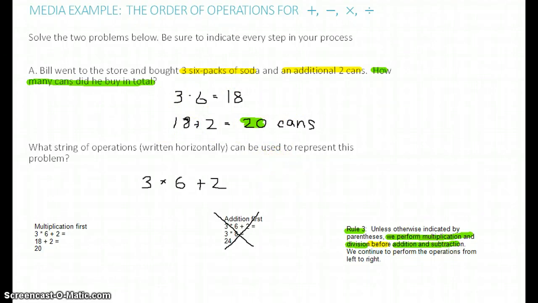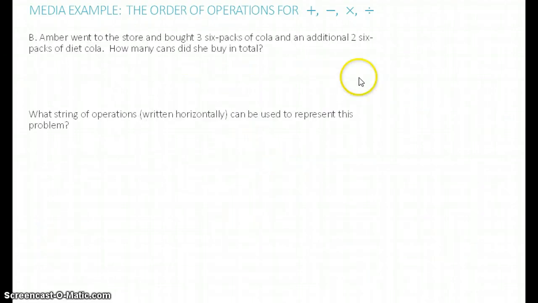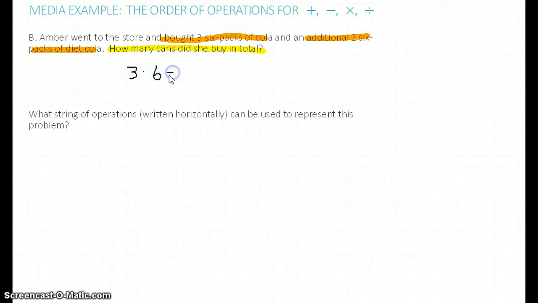Let's look at the next problem. Amber went to the store and bought 3 6-packs of cola and an additional 2 6-packs of Diet Cola. So that's our givens. How many cans did she buy in total? So in this problem, there's a couple of ways to think about it, but we can start with, well, she bought 3 6-packs, which is 18. And that's similar to the last problem.